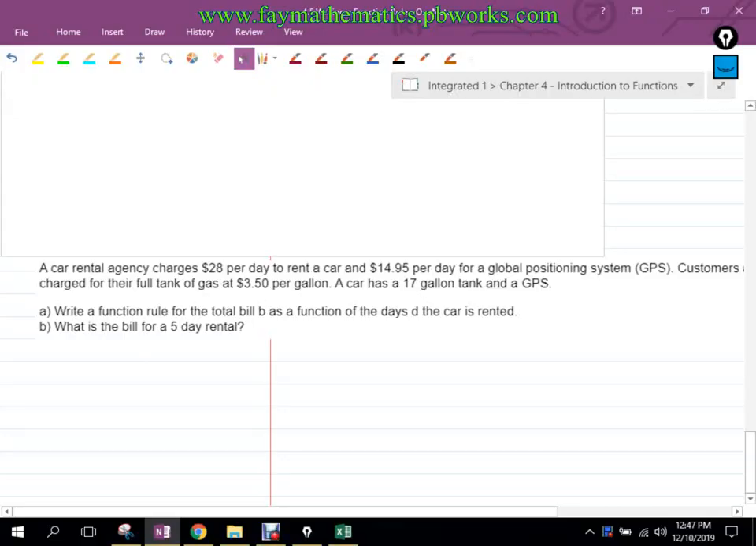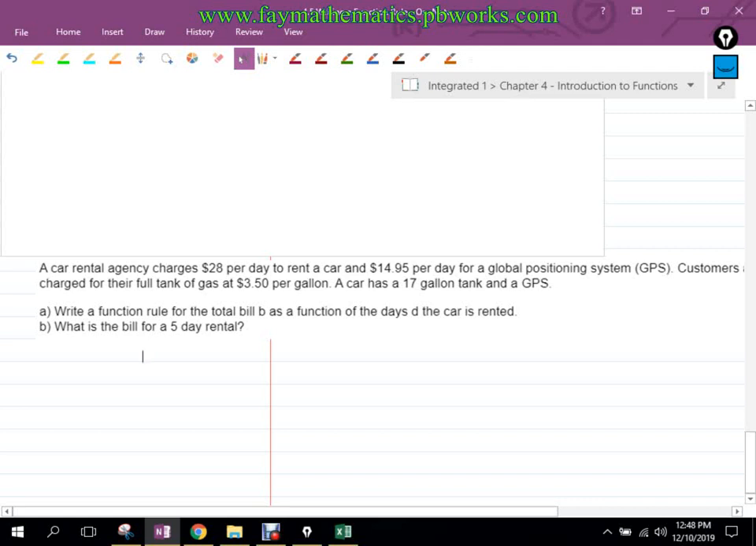This is the last question, question 7. The car rental agency charges $28 per day to rent the car, $14.95 per day for global positioning, and charges you for a full tank of gas at $3.50 per gallon. It's a 17-gallon tank. Find a function for this.